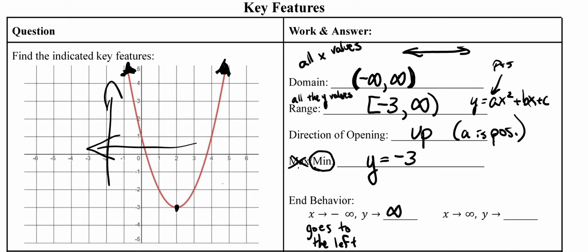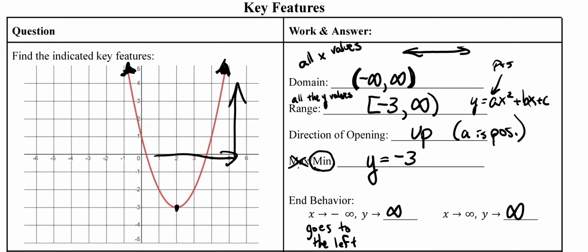So here on the right, same thing's happening, right? As we go to the right, what's happening with y? Oh, it's going up. So we would say, again, positive infinity. And so this, as x approaches infinity, is another way of saying as x goes to the right, then y goes up and up. That's what that means.